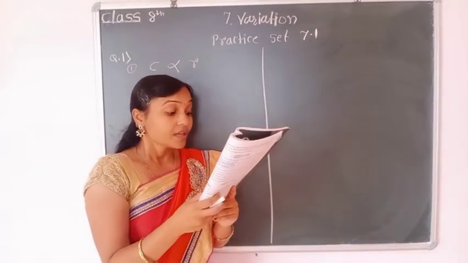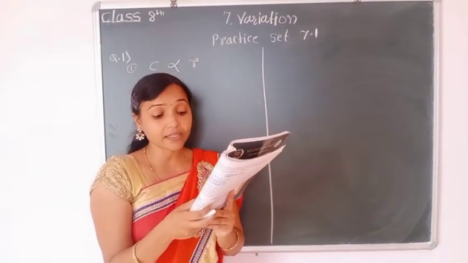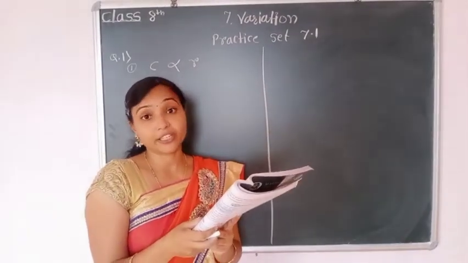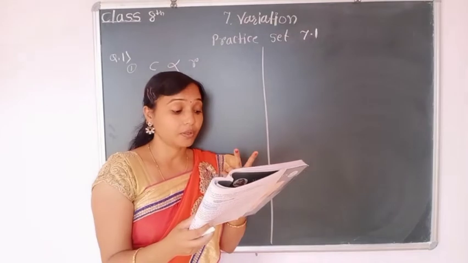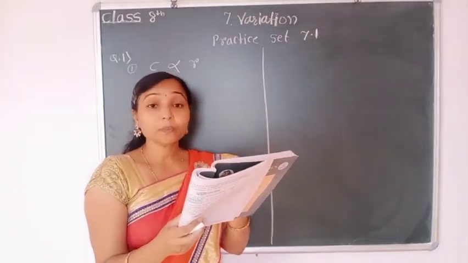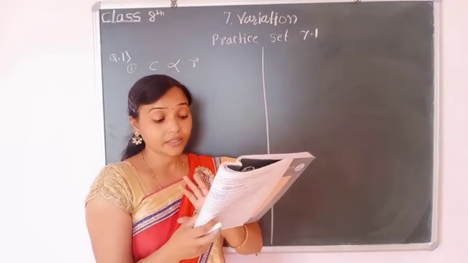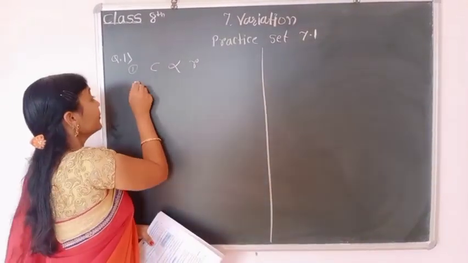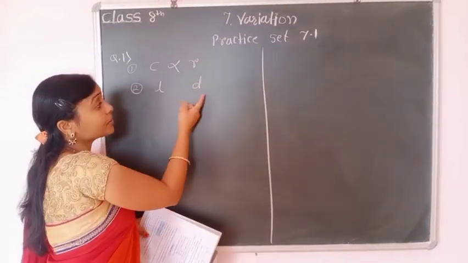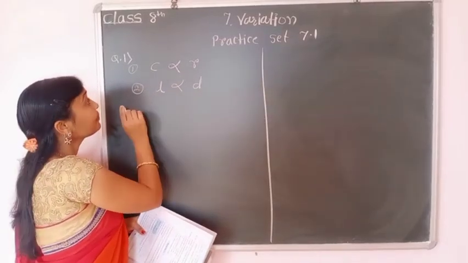Now the second: consumption of petrol L in a car and distance travelled by the car D are in direct variation. Here they again give us two quantities. First is the consumption of petrol, denoted L, and the distance travelled by the car is D. They say it is directly proportional to D. So we write L is directly proportional to D.